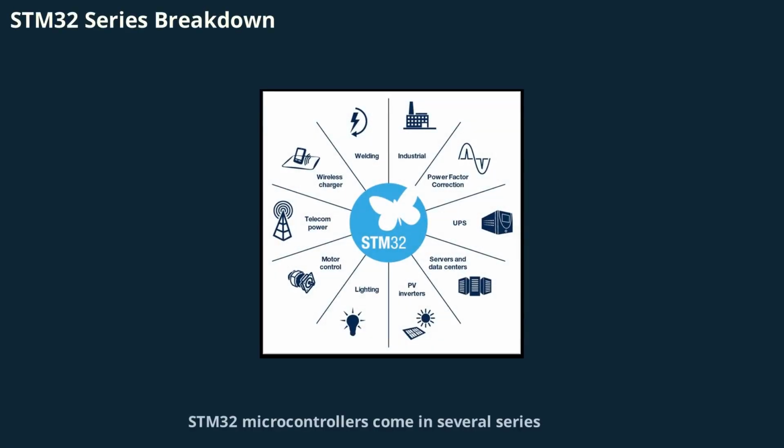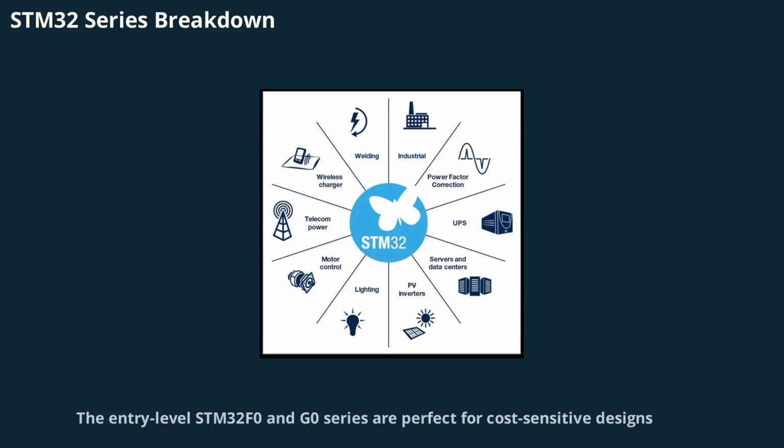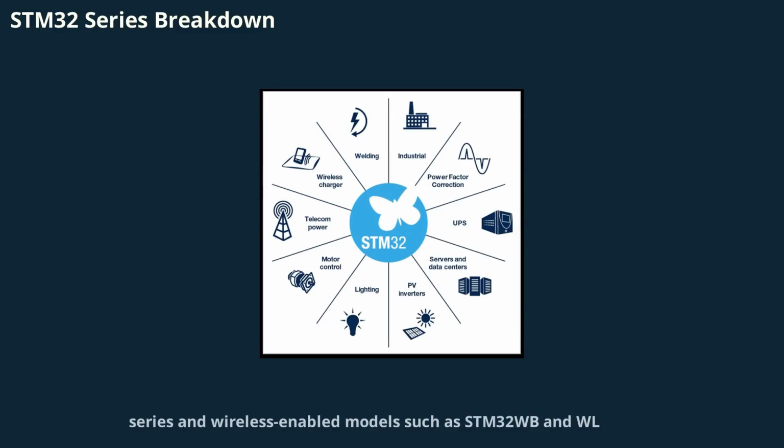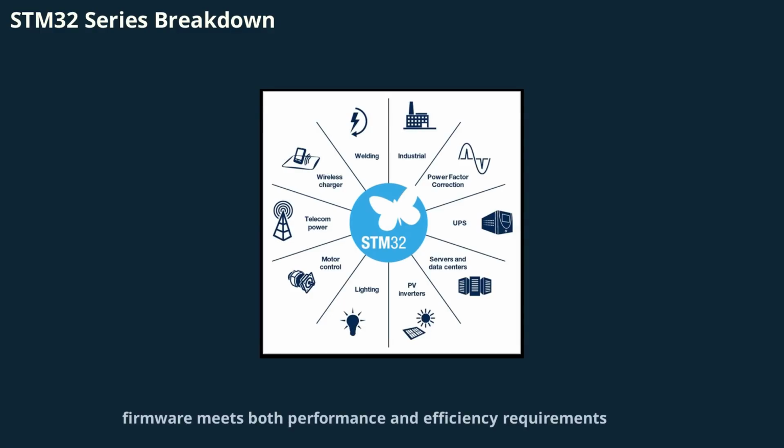STM32 microcontrollers come in several series, each tailored for specific applications and performance needs. The entry-level STM32F0 and G0 series are perfect for cost-sensitive designs, while the STM32F1 and F3 lines provide mainstream solutions. For high-performance tasks, the STM32F4, F7, and H7 series offer advanced features and processing power. There are also ultra-low power options like the STM32L series and wireless-enabled models such as STM32WB and WL. Choosing the right series ensures your firmware meets both performance and efficiency requirements.